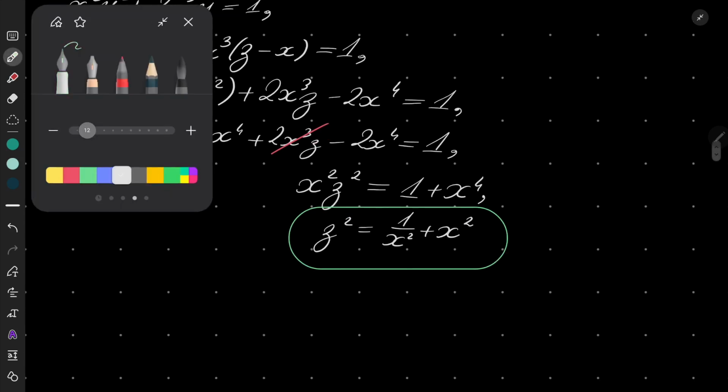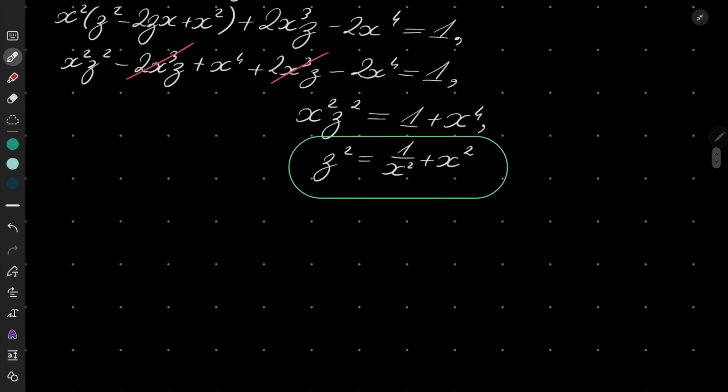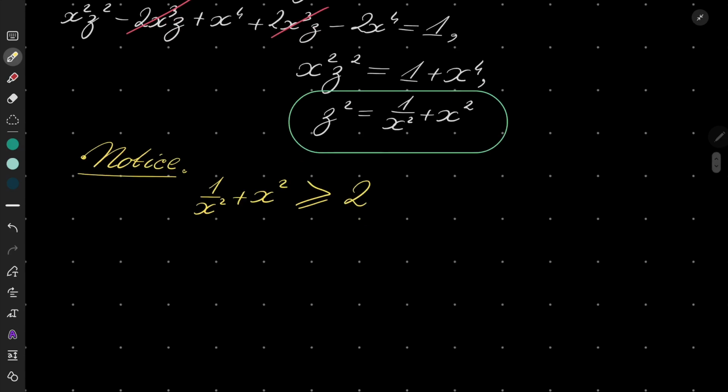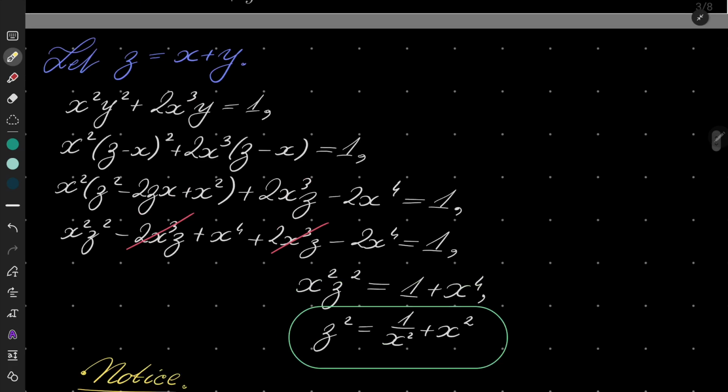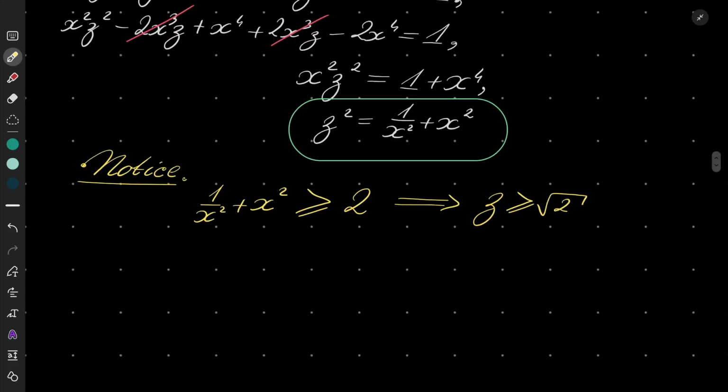And now, let's notice, as I suggested, that 1 over x to the second power plus x to the second power is greater than or equal to 2, which means that z is greater than or equal to square root of 2. Again, z is positive because z is a sum of two positive numbers. Okay, so our minimum is square root of 2 or greater.